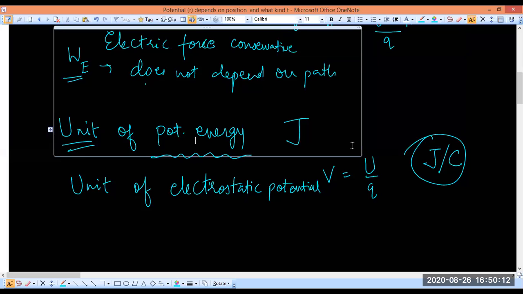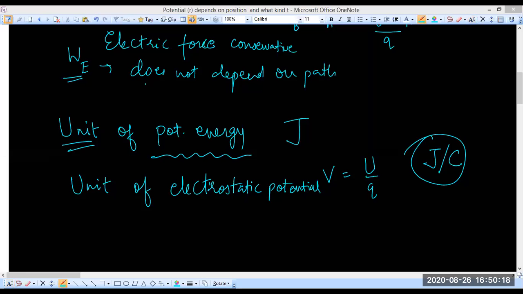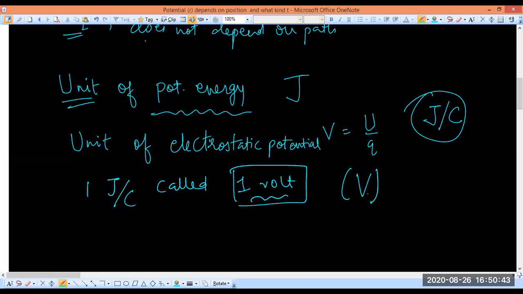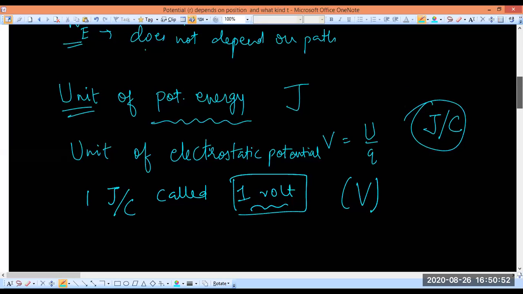Coral is asking, can we write joule per coulomb as anything else? Actually, yes, I forgot to tell you that 1 joule per coulomb is called 1 volt, named after Alexander Volta. So this is also the unit of electrostatic potential. Please remember that unit, volt, V, capital. It's a bit confusing, isn't it? Symbol of potential, V. Unit of potential, V.